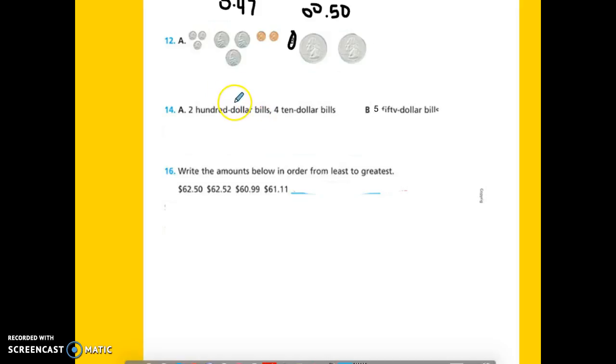All right, so this first one, we have a $200 bill. So we have $200 there and 4 $10 bills. So 10, 20, 30, 40. So 200 plus 40 gives us $240 on choice A.